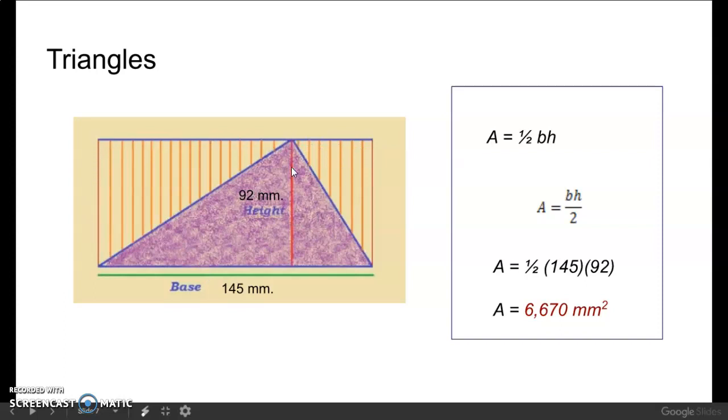Well, I think you can see by looking that this triangle is half of this rectangle, and this triangle is half of this rectangle. So then, since this is half of that, and this is half of that, then this makes the whole thing half of that large rectangle. So same formula. It's still half of the base times the height. Okay, so in this case, you can see I did the math. So the area of this is 6,670 millimeters squared.